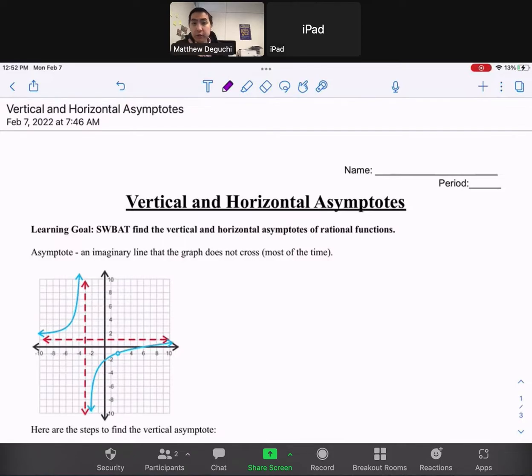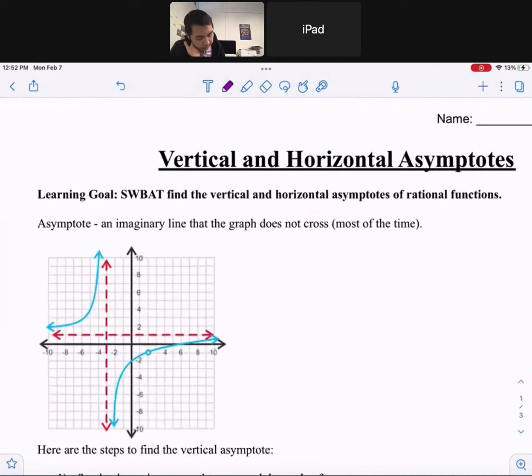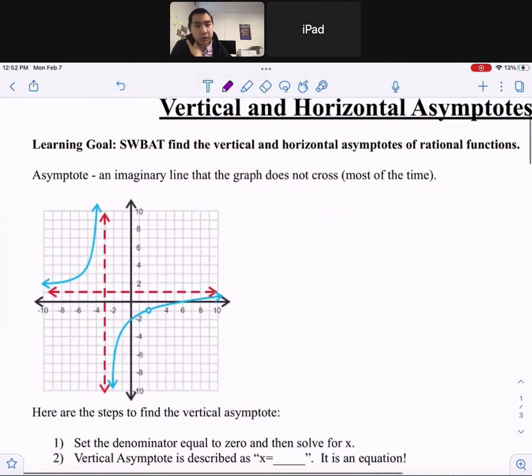Here are your lecture notes on vertical and horizontal asymptotes. Students will be able to find vertical and horizontal asymptotes of rational functions. An asymptote is an imaginary line that the graph does not cross most of the time.